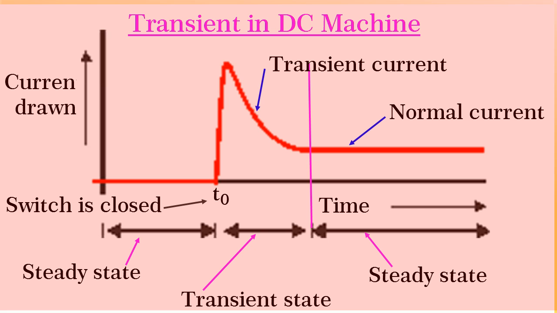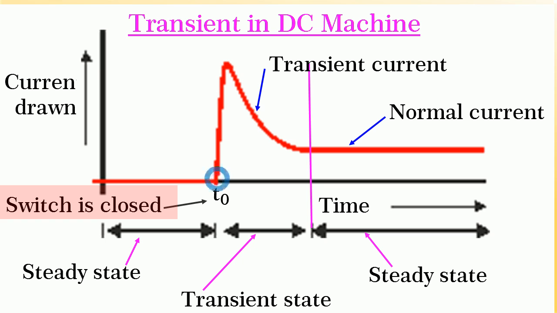Consider the waveform of current drawn by a DC motor when it is started at t equal to 0 by applying the supply. During the first state, the motor is at rest, and the current drawn is 0. After the power supply is switched on at t equal to 0, you see that the current drawn increases suddenly and it takes some time to decrease during the transient state. After some time, the motor draws normal no load or load current as the case may be. Observe that the normal current drawn remains constant.